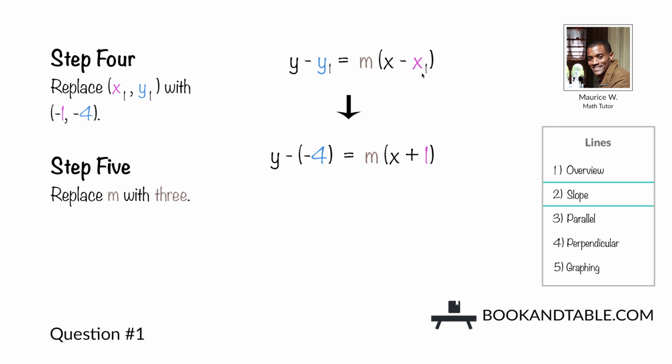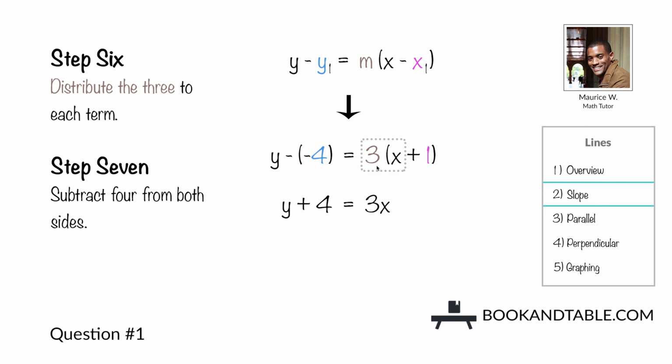So if we're using the first point, step 4, replace x1 and y1 with negative 1 and negative 4. Y minus negative 4. X minus negative 1 is x plus 1. Replace m with our slope of 3. And now we want to distribute this 3 to x and 1. 3 times x is 3x. 3 times positive 1 is 3. So we wind up with y minus negative 4, which is y plus 4, is equal to 3x plus 3.